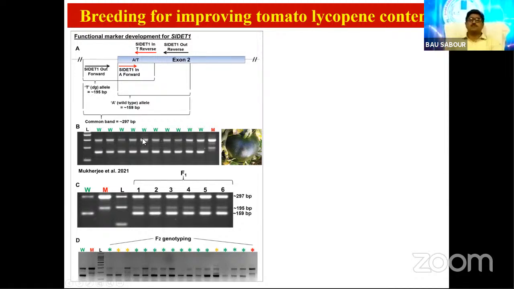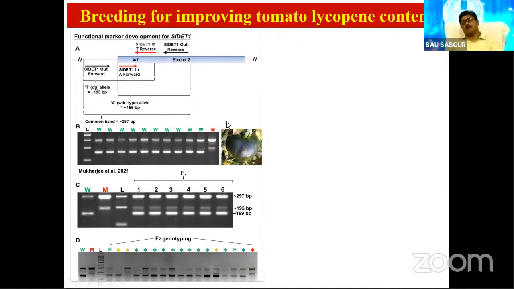So this 297 base pair band is present in all, whether it is a wild type or a mutant. Now all the wild types will give you a 159 base pair band, but if it is a mutant where A is replaced by T, then the band size will change to 195 base pair. So naturally this is a codominant marker.